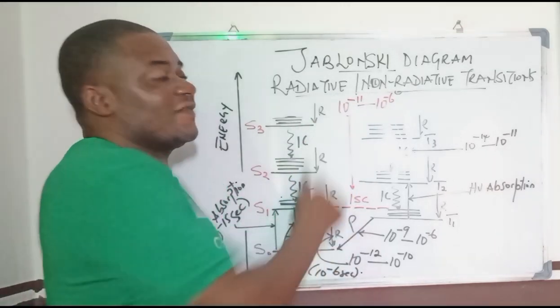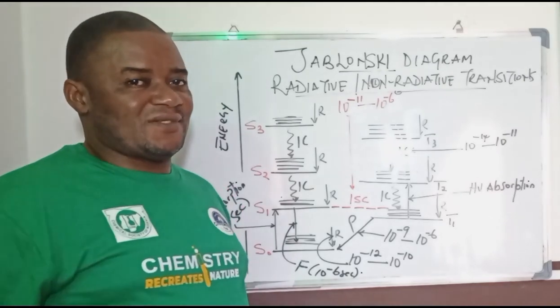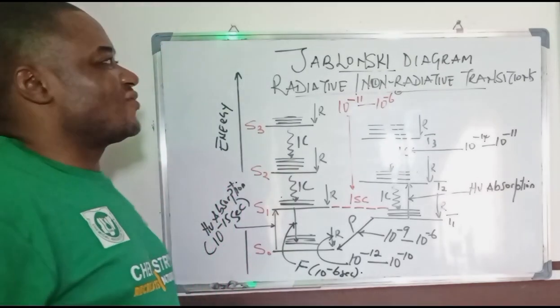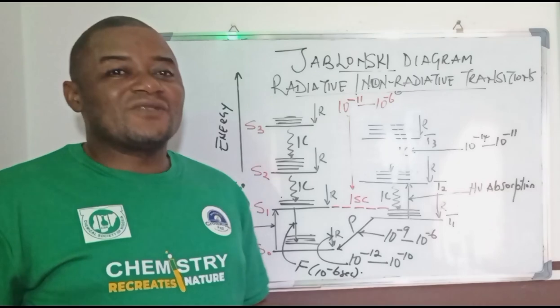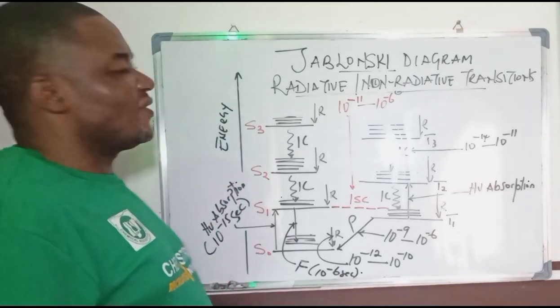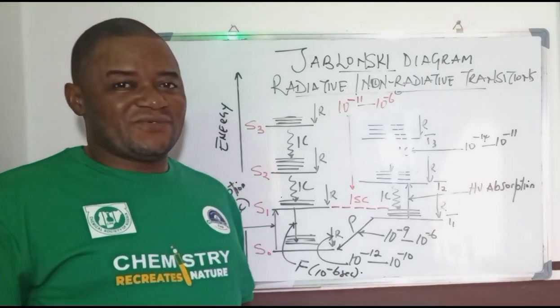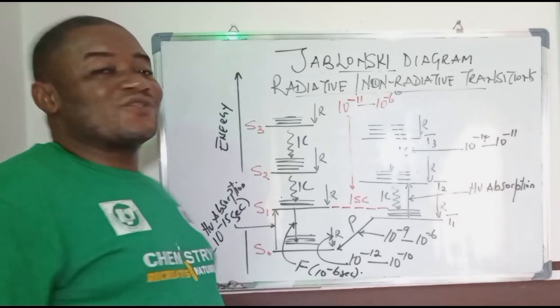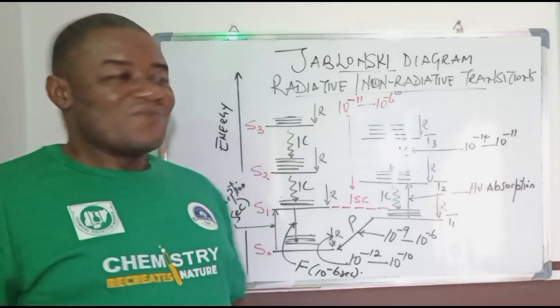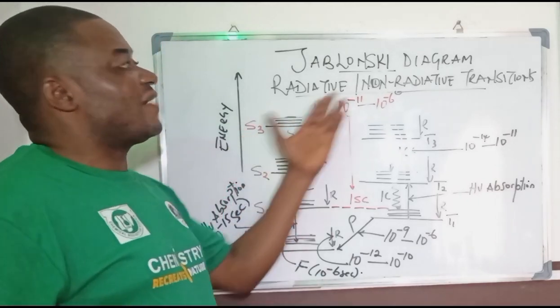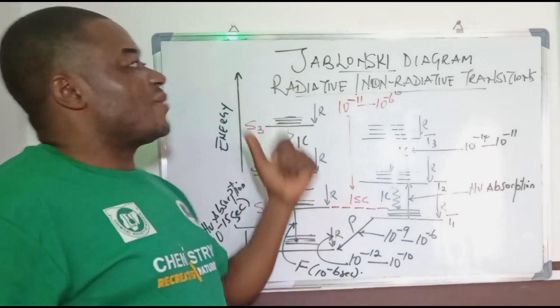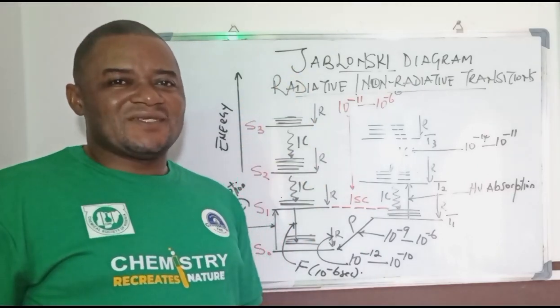Alright, so today we are going to be discussing the Jablonski diagram, and under it we will be talking about radiative and non-radiative transitions. Now this topic is under what you can comfortably call photochemistry. So under photochemical reactions, we can discuss radiative and non-radiative transitions using the Jablonski diagram.